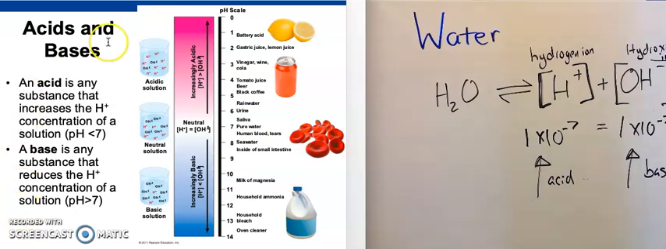I really like this picture that your textbook has showing the difference between an acid or a base with this little beaker here. So pure water has an equal concentration of hydroxide ions and hydrogen ions. An acid has more hydrogen ions, and a base has more hydroxide ions. So you can see some examples of some typical acids and bases here.